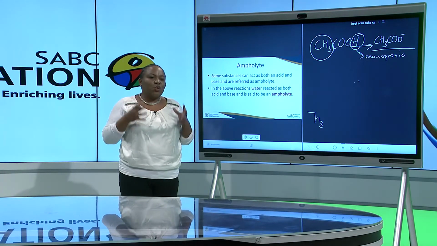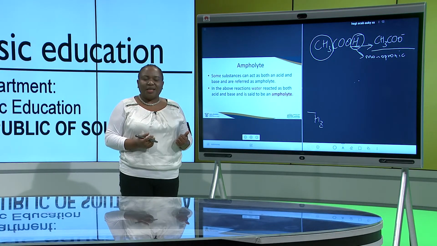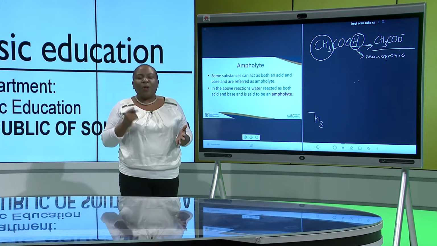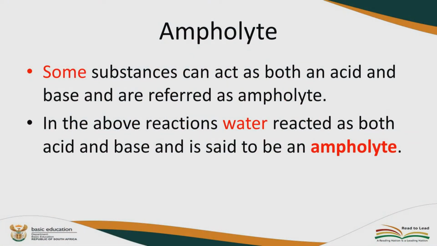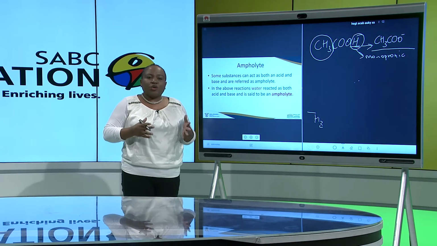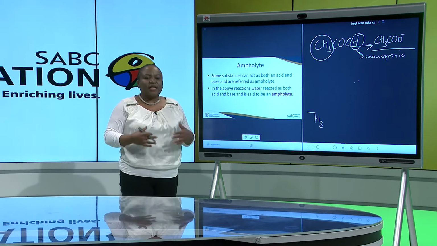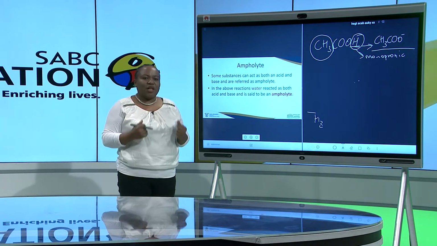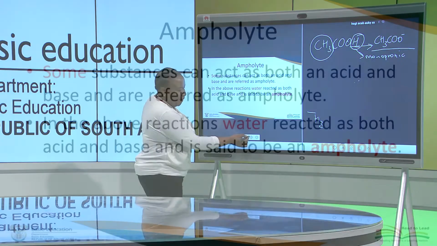Where the situation needs water to donate a proton, water can donate a proton and become an acid. And also water can accept a proton and become a base. So water can act as an ampholyte. Ampholytes are substances that can act as both acids and bases. Water is not the only example of an ampholyte. There are other examples of ampholytes. However, as long as you can see a substance acting as both an acid and a base, you must know that that substance has an amphiprotic nature. So it can act as both an acid and a base.